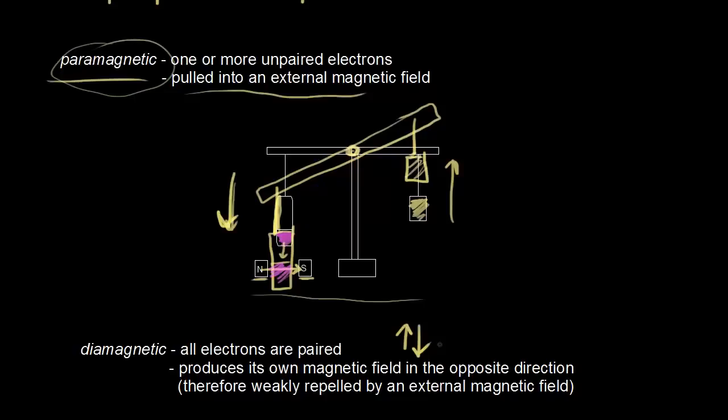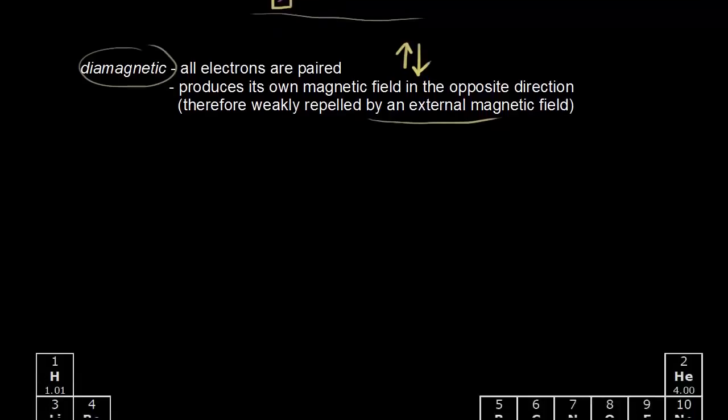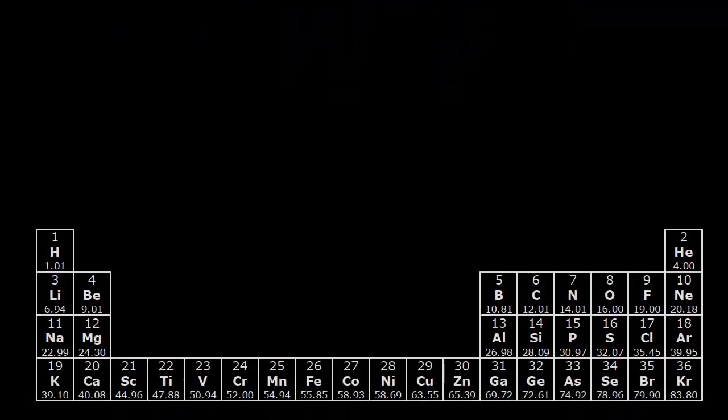Actually, it produces its own magnetic field in the opposite direction, so it's weakly repelled by an external magnetic field. So we have these two definitions, paramagnetic and diamagnetic, and we can figure out if atoms or ions are paramagnetic or diamagnetic by writing electron configurations. So let's look at a shortened version of the periodic table, and let's look at some elements and figure out whether those elements are para or diamagnetic.